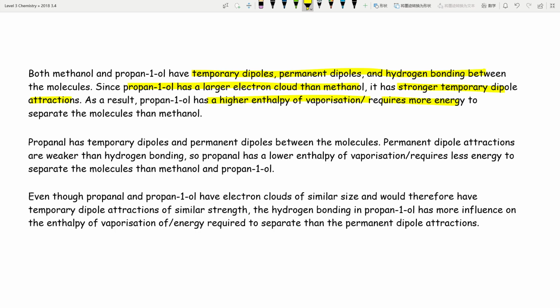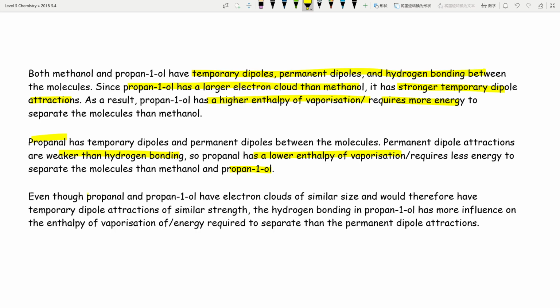Now, if we look at propanal and propan-1-ol, this has a lower enthalpy of vaporization because it just doesn't have hydrogen bonding, which is the strongest intermolecular force. It doesn't have it, so it's the weakest one.